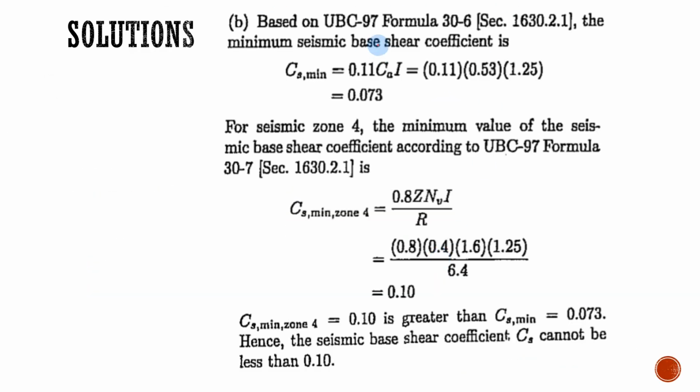Next, letter B. Based on UBC 97, the minimum base shear coefficient is, first, 0.11 CA times I. We have CA already, which we solved earlier, 0.53, then I is 1.25. So we have this CS minimum. Since we are located in seismic zone 4, we still have to compute another CS minimum. These values come from the parameters, guys. The value we got is 0.10, the CS minimum for seismic zone 4, which is obviously greater than the CS minimum of 0.073.